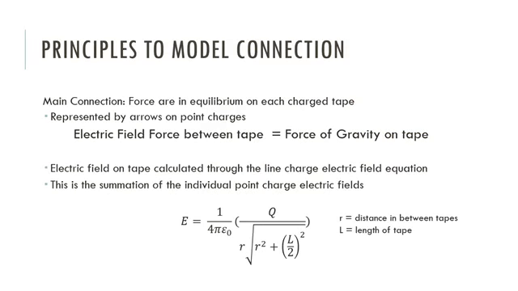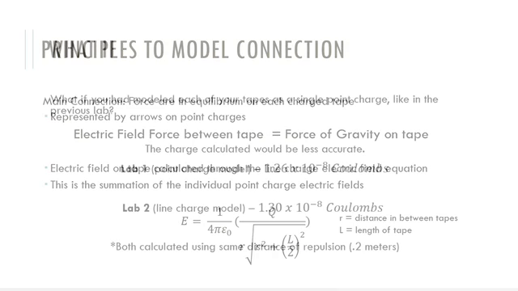When looking at the principles to model connection, the main connection is that the forces are in equilibrium on each charged tape. Overall, the electric field on the tape is calculated through the line charge electric field equation shown below, and this is a summation of the individual point charge electric fields, represented by the green arrows in the computational model. In using these values, you can easily solve for Q, which is the charge on the tape, given by the line charge electric field equation.